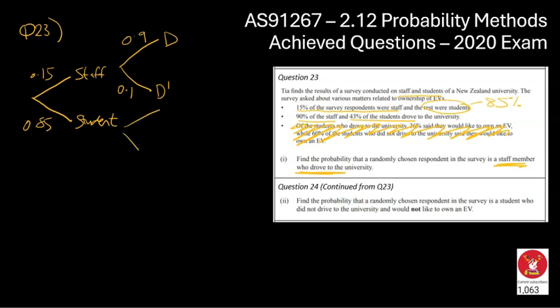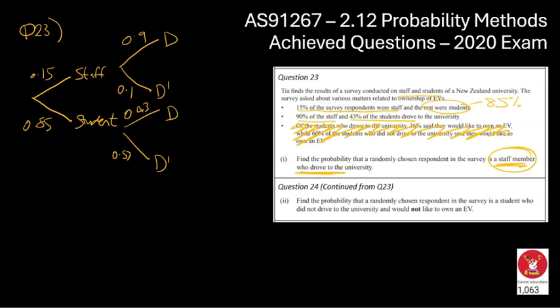We're going to do the same split for students, so they either drove or didn't drive. And that split, it was 43% of them drove to university, so that's 0.43, which means the other 0.57 has got to be down here. So we've got our tree.